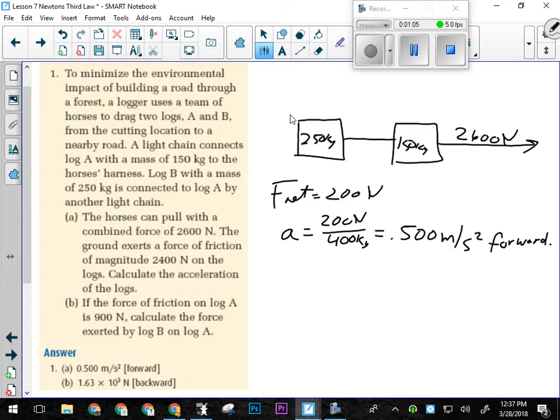All right, now you need that number for part B. You can solve part B with either log, but you can't solve it as a system. It does have to be separated. All right, I'll give you a few more minutes to see if you can figure out part B.